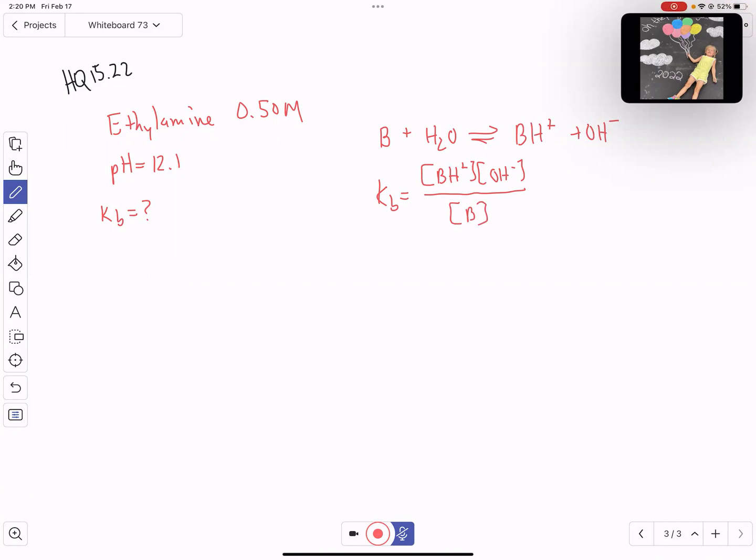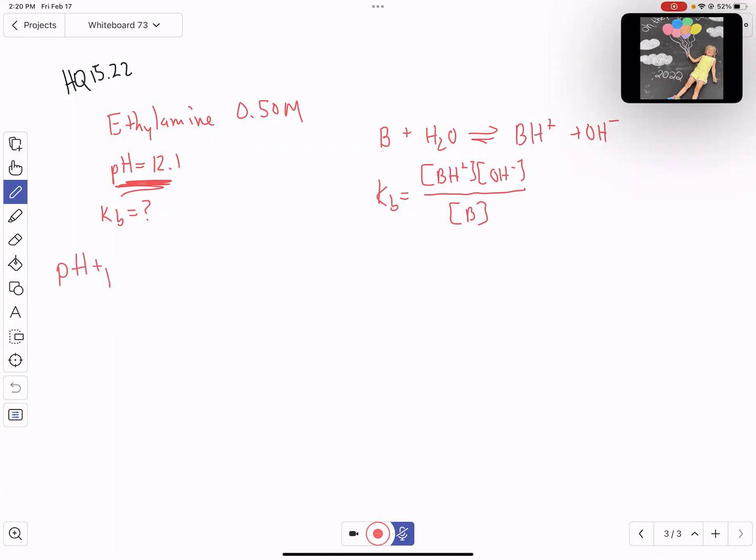And now you can see our problem. Our problem is they gave us pH, but pH is related to hydronium. I don't have hydronium in my Kb expression. I have hydroxide. So this is where the extra steps come in. There's multiple ways we can go about this. I'll just go one way, but there are other pathways you could use. You're going to get the same answer.